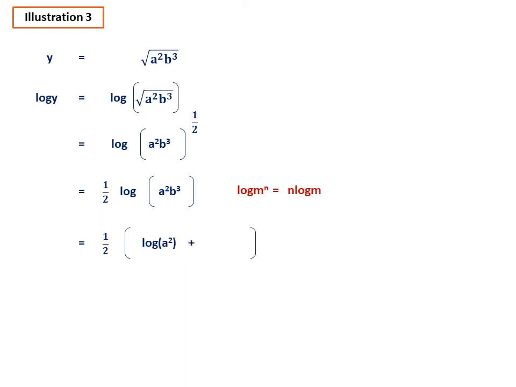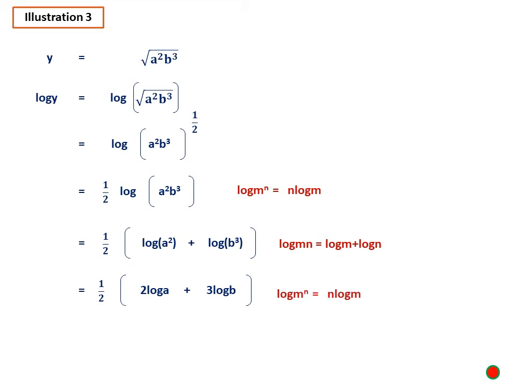Use the addition rule, log a square plus log b cube. So this is log mn equals log m plus log n. Now apply the rule: 1 by 2, then 2 log a plus 3 log b. So this is the result. This is illustration 3. These 3 examples are sufficient. Of course, in the last one we have used the law, log m to the power n is n log m.